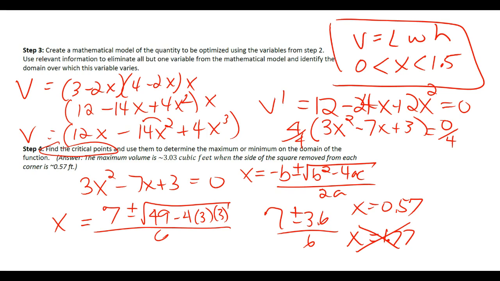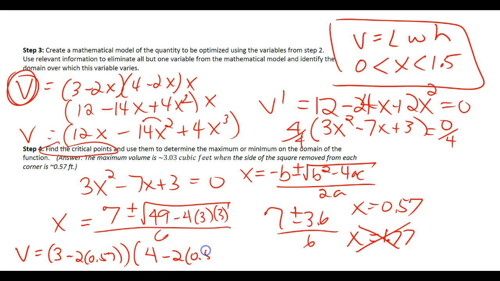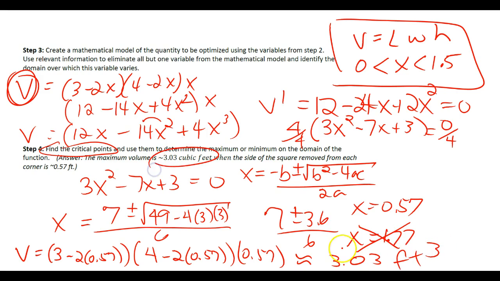So I think the critical point in x, which will be the maximum volume, right, should be when x equals 0.57. And then if it says what is the maximum volume, I'll go back to this equation up here. So I'm going to say volume equals 3 minus 2 times 0.57, 4 minus 2 times 0.57, times 0.57. And we do get a volume of 3.03 cubic feet, which is what the teacher had as the answer. So I feel good that we got to his answer.